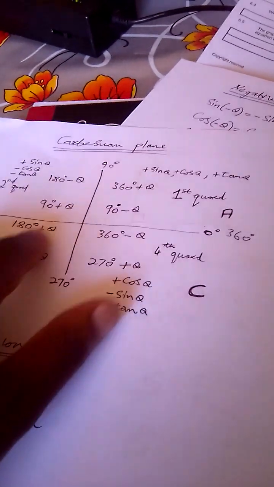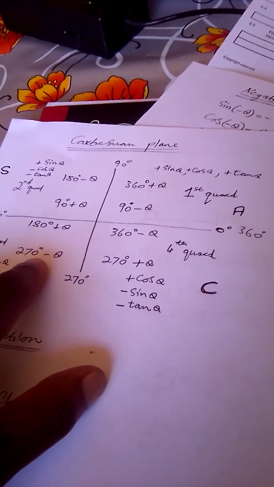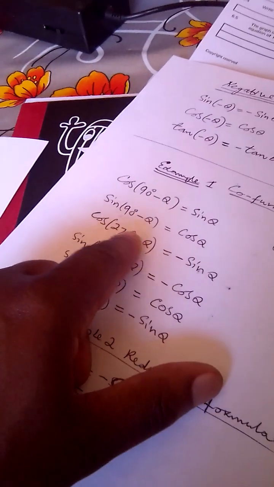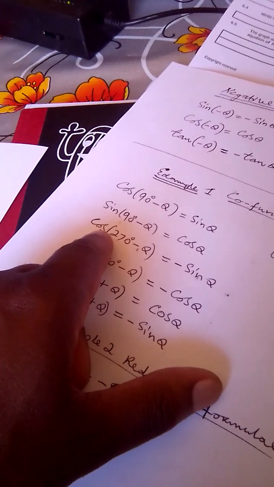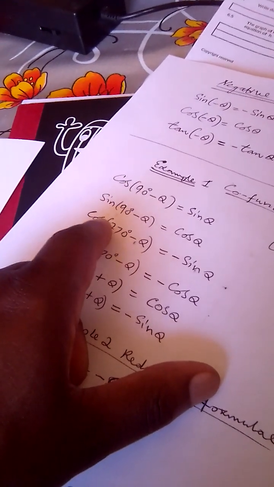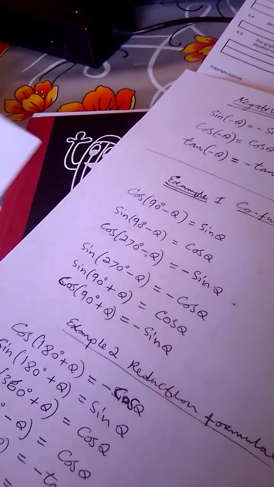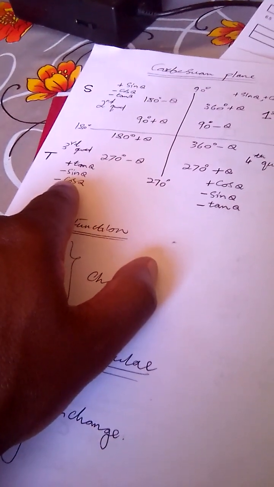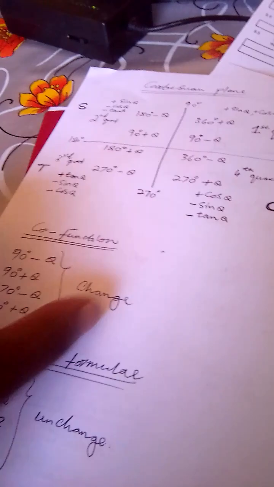Cos, okay, 270 minus. Oh, it's in the third quadrant. In the third quadrant, then the next step, we check in front of 270 minus. Now there's a ratio, cos. Now, is cos positive or negative in the third quadrant? Oh, cos is negative in the third quadrant.